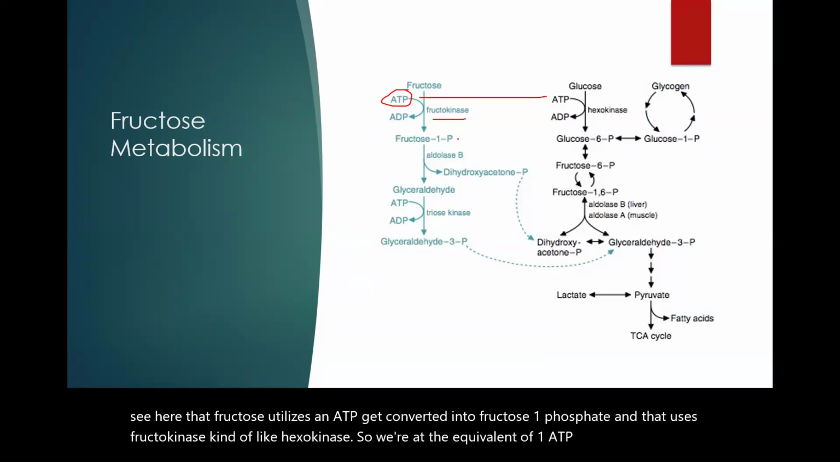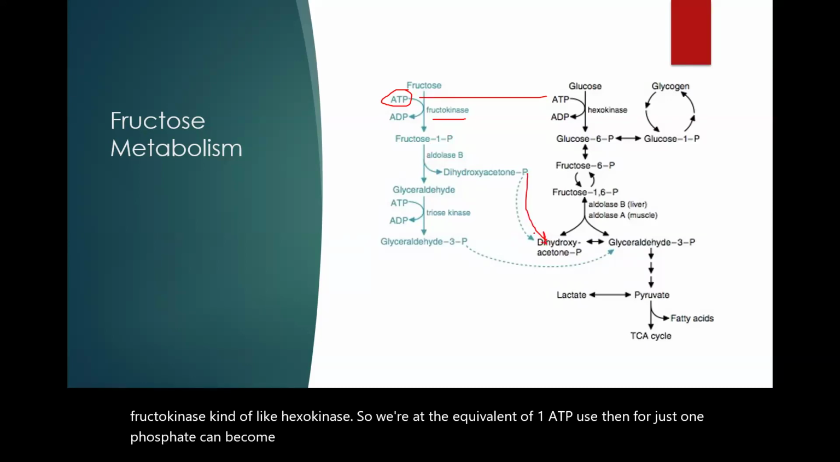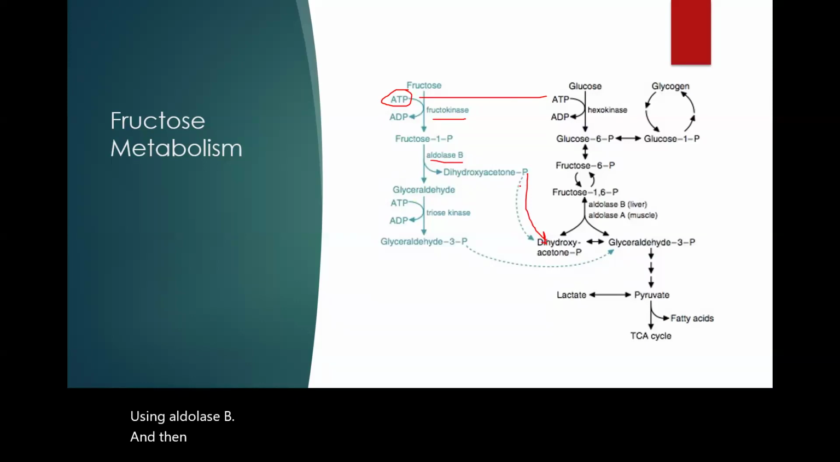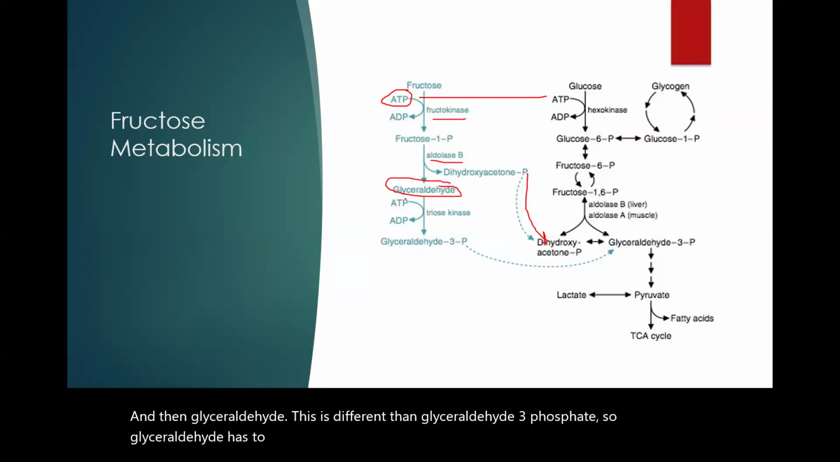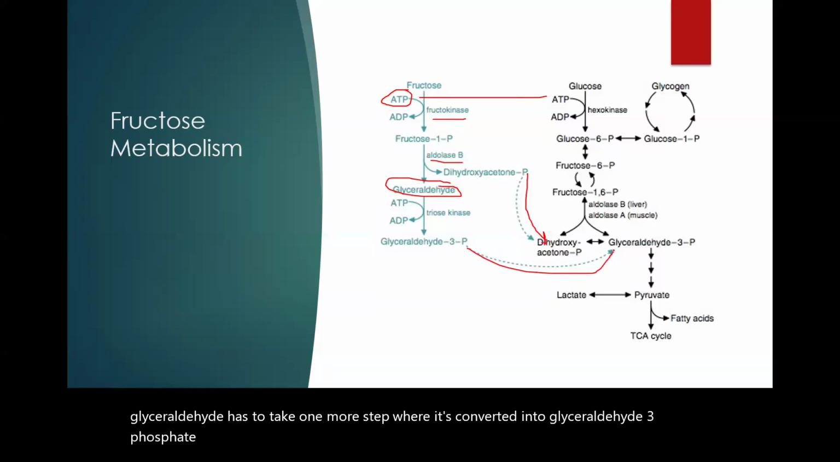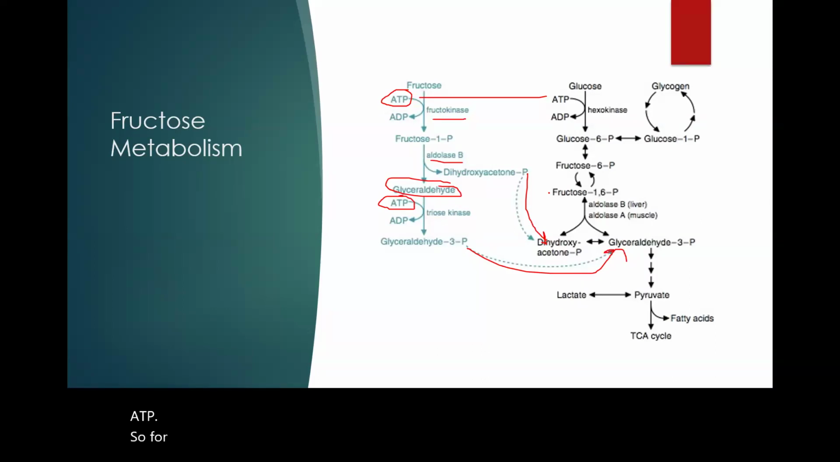Then fructose 1-phosphate can become dihydroxyacetone and go directly into glycolysis here using aldolase B. And then glyceraldehyde, this is different than glyceraldehyde 3-phosphate. So glyceraldehyde has to take one more step where it's converted into glyceraldehyde 3-phosphate, which then can enter into our glycolysis process. And this process does take an ATP. So for 1 molecule of fructose, we are using 1 more molecule of ATP than for glucose.